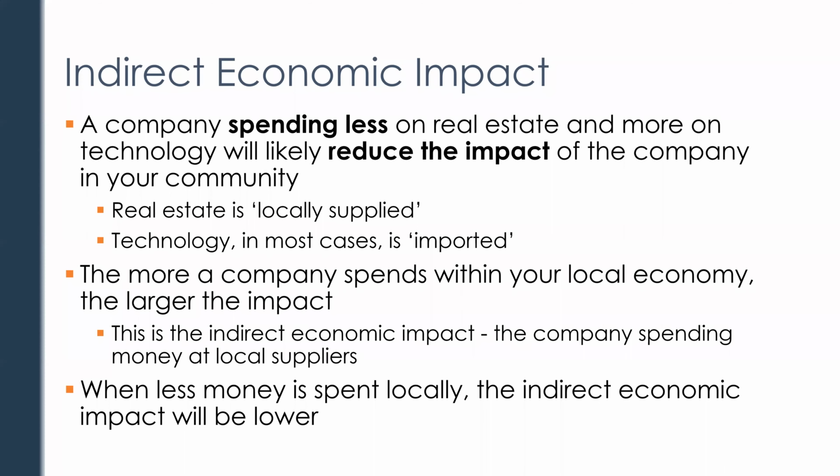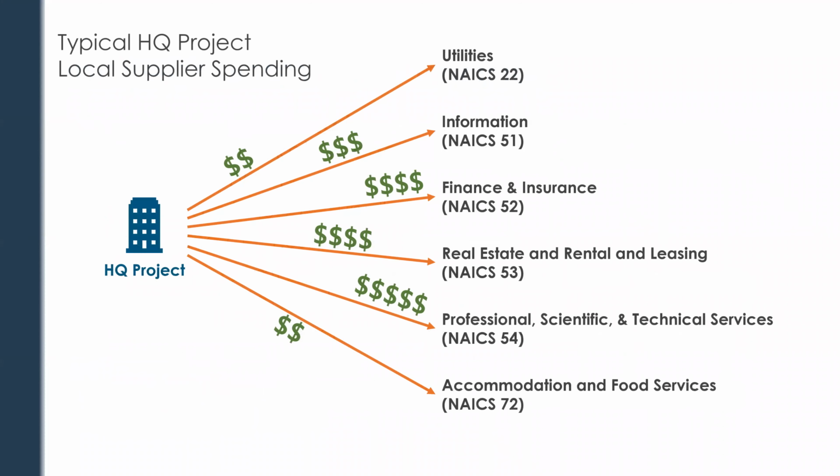Okay, so just to do a crude graphic on this one, we've got the typical headquarters project with local supplier spending. We've got these big, bold, green dollar signs, lots of them going out to various things. They're buying their utilities, information, real estate, professional services, all that stuff. This is the typical case.